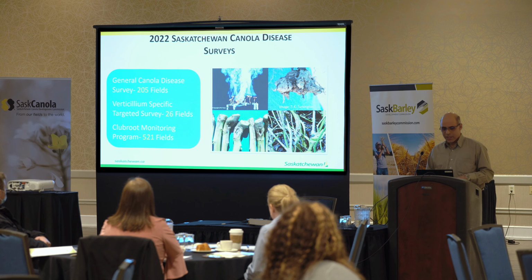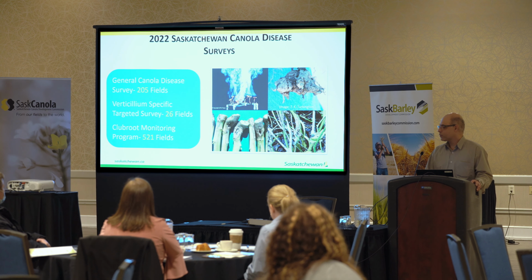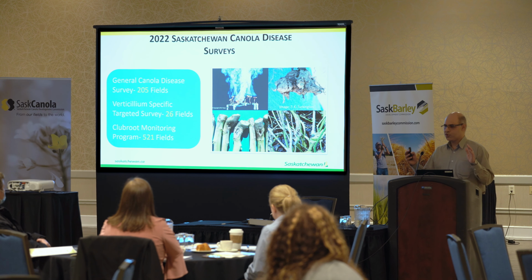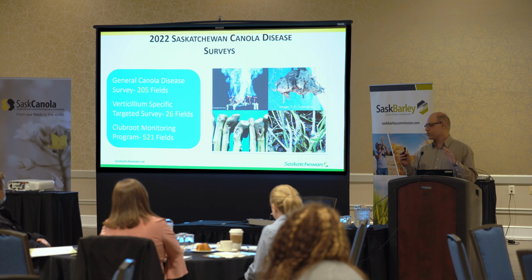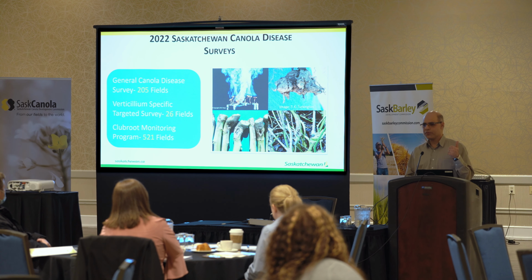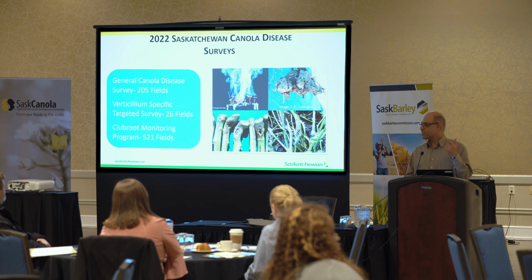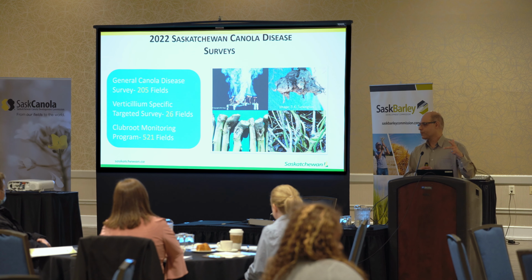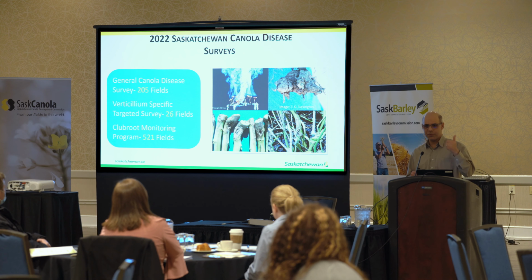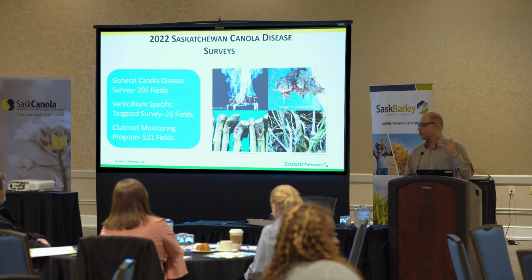So Saskatchewan had three main canola-related surveys last growing season. We have one general canola disease survey, which looks at all the diseases. In that survey, we look at prevalence, which is the number of crops with disease, incidence, which is the number of plants with disease in each crop, and severity, which is the portion of the plant which is diseased. I will be talking about prevalence, incidence, and severity very often during my talk.